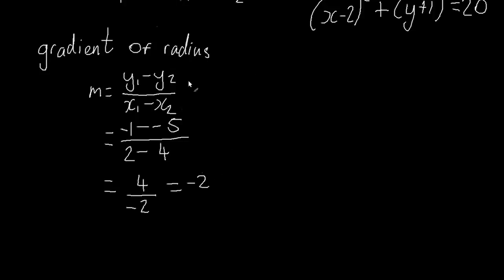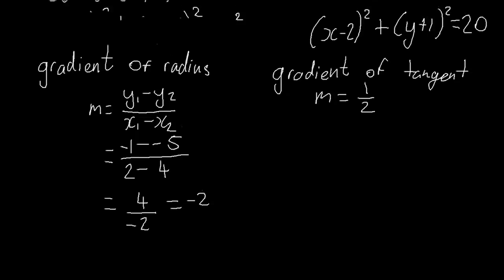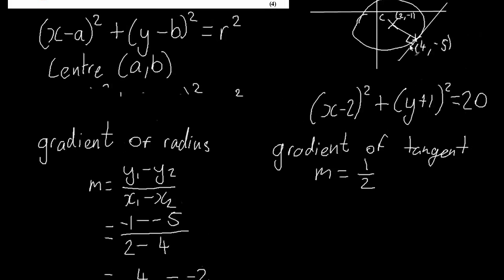So if the gradient of the radius is minus 2, that means the gradient of the tangent is the negative reciprocal. So the gradient of the tangent is equal to a half. So we now know the gradient of the tangent, and we know a point on the tangent as well, which is 4, minus 5.